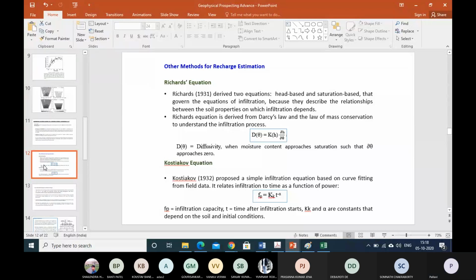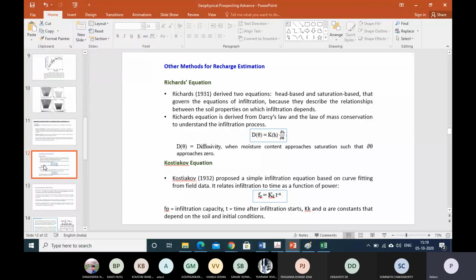So if you see this equation, then lots of things are missing. For example, hydraulic conductivity is there, that's good. But hydraulic conductivity for the unsaturated zone and for the saturated zone are completely different. Hydraulic conductivity for the unsaturated zone is vertically directed, whereas hydraulic conductivity for the saturated zone is dominated by the horizontal component. So you cannot consider hydraulic conductivity the same for the unsaturated zone as well as the saturated zone.